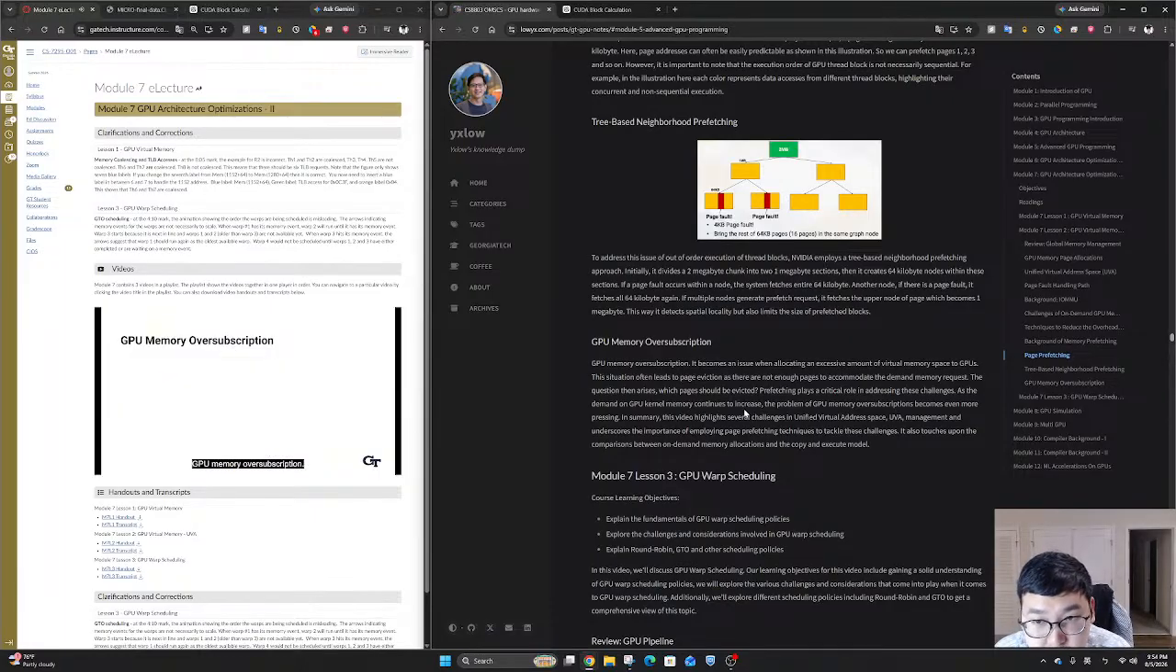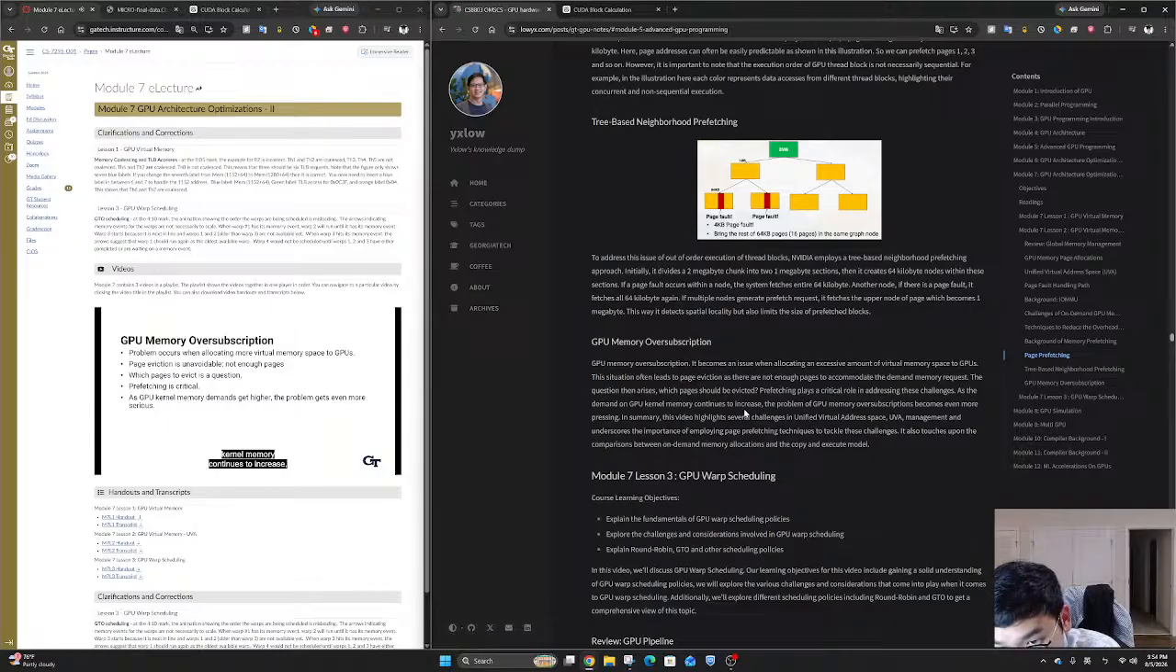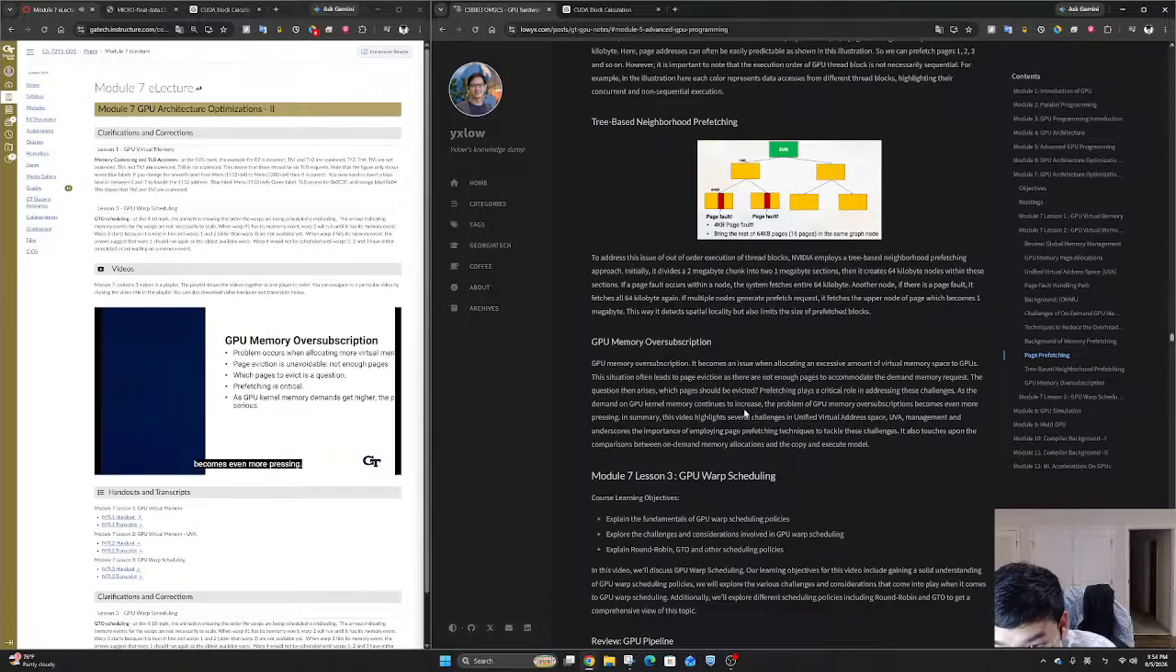GPU memory oversubscription becomes an issue when allocating an excessive amount of virtual memory space to GPUs. This situation often leads to page eviction, as there are not enough pages to accommodate the demanded memory requests. The question then arises, which pages should be evicted? Prefetching plays a critical role in addressing these challenges. As the demands on GPU kernel memory continue to increase, the problem of GPU memory oversubscription becomes even more pressing.